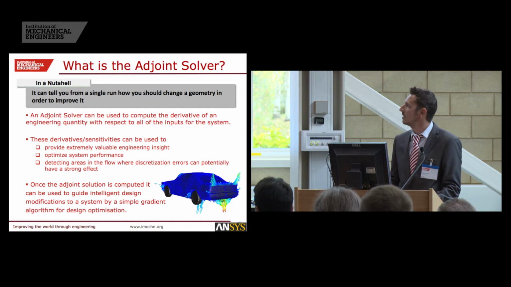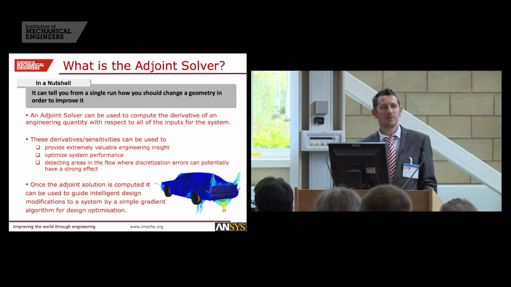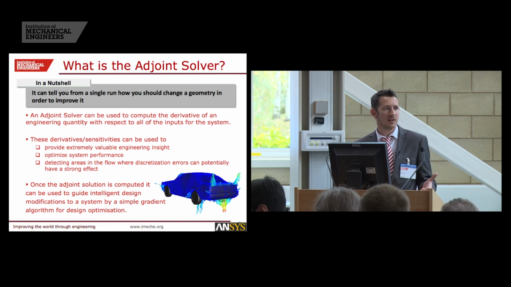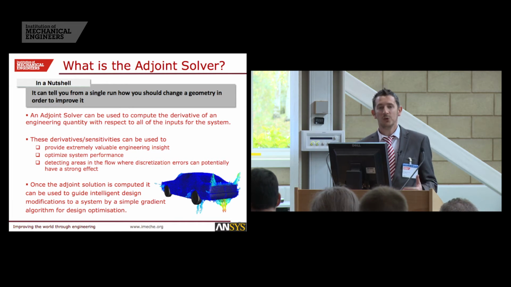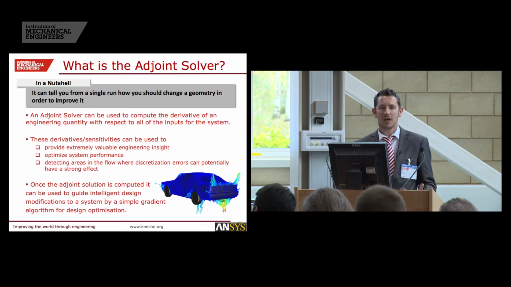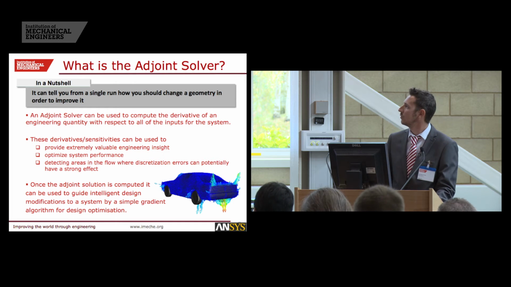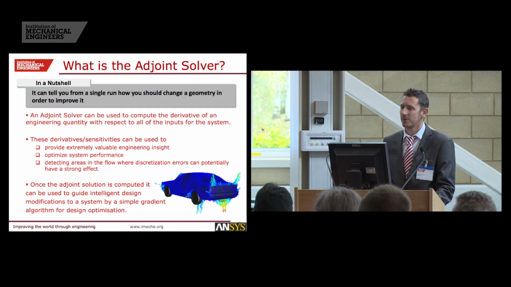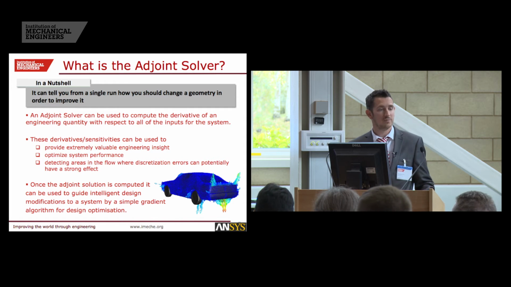And the derivatives and sensitivities can be used to provide a very valuable input for the aerodynamicist, for the design engineer, in order to understand how to modify the geometry in order to improve it for that particular observable. So it'll allow you to provide not just the insight, but optimize the performance, and also detect areas where, for example, discretization errors may occur, things like this as well.